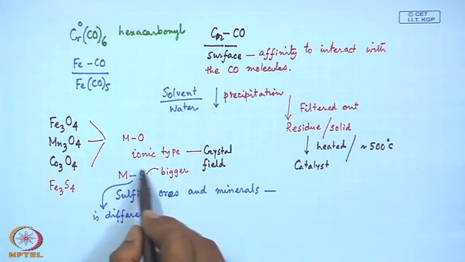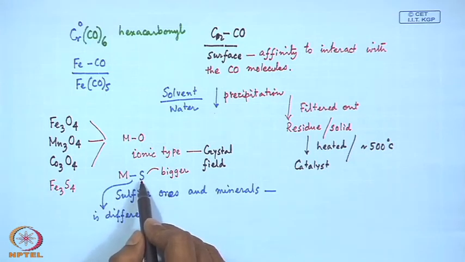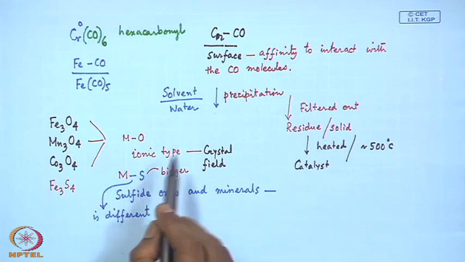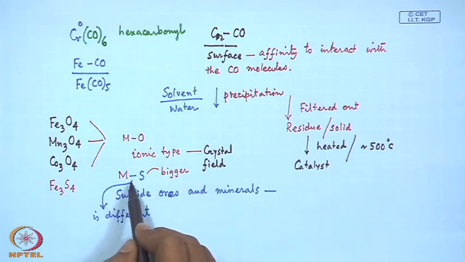and due to this particular type of covalency which is being generated due to the presence of the bigger sulfur atom attached to the metal, the corresponding interaction between the metal and the sulfur center is not purely ionic, and the corresponding nature of these spinels is a little bit different.